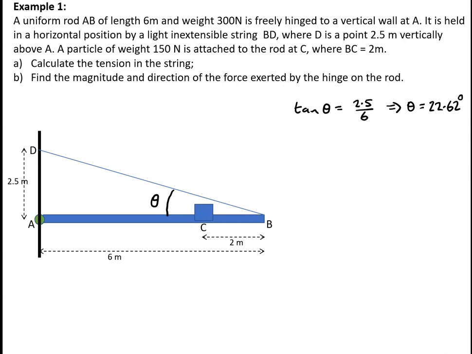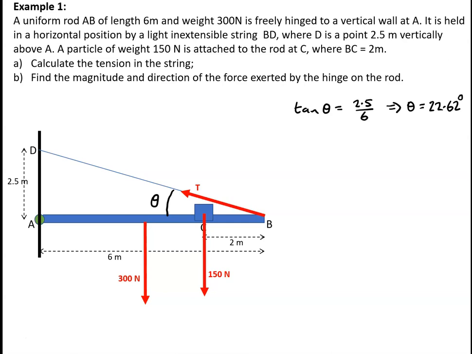We need to add some forces to our diagram. So we've got the weight of the rod, and since the rod is uniform, the weight of the rod is going to be acting at the centre of mass of the rod, which is going to be at the middle of the rod. We've then got the force that C exerts onto the rod, which is going to be a force of 150 newtons. We've got the tension in the string. And finally, we've got the reaction at the hinge.